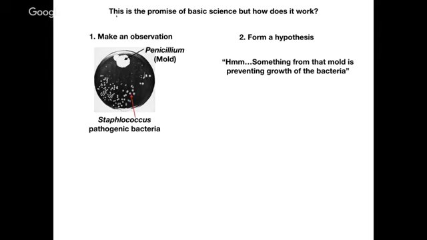So he makes this observation. He thinks of a way that could explain what is going on. That's his hypothesis. And the next thing you do is you test that hypothesis. So in order to do that, he took mice and infected them with Staphylococcus, this pathogenic bacteria. This is the same kind of bacteria that can cause strep throat. Well, in mice, it can kill them.